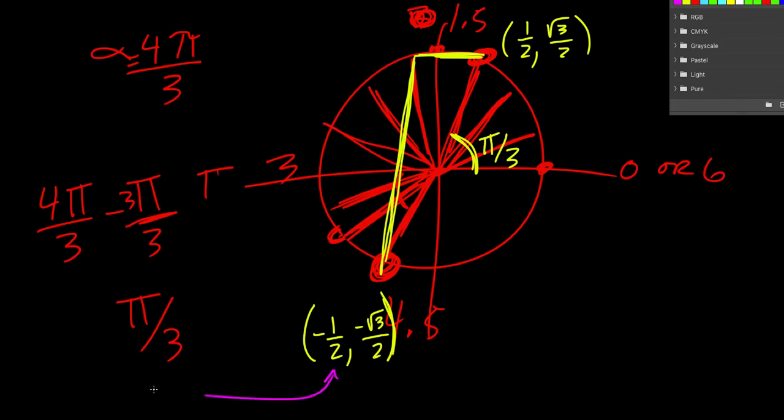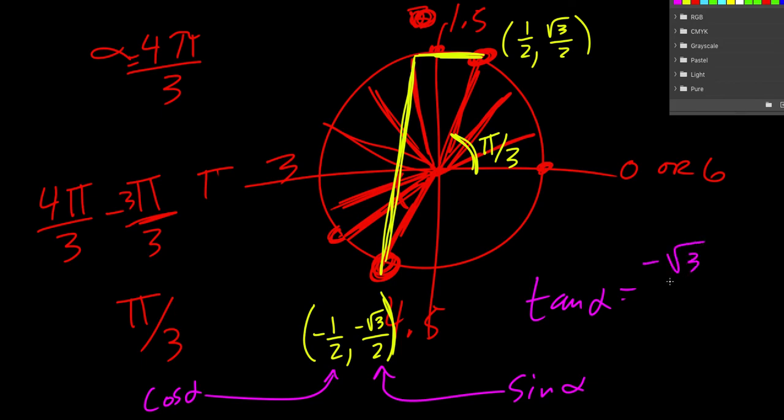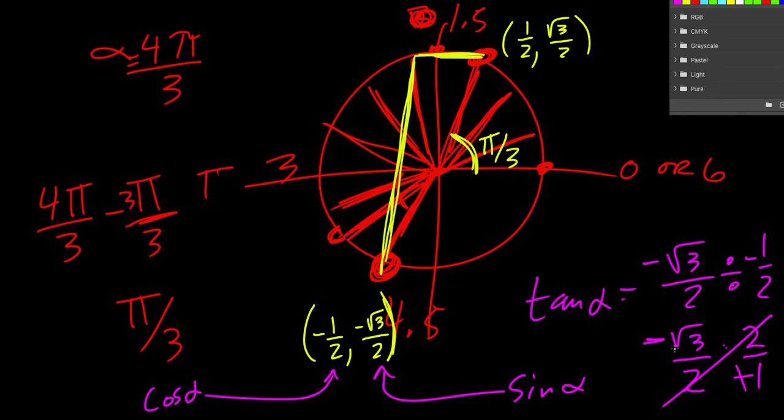So once again, that's our cosine. The y value is our sine. And then our tangent is going to be y over x. We flip the second one. Multiply. 2's will cancel. Negatives will cancel. And so we end up with just the square root of 3 for our tangent. Okay, so I'm going to cut the video there and make a part 2.